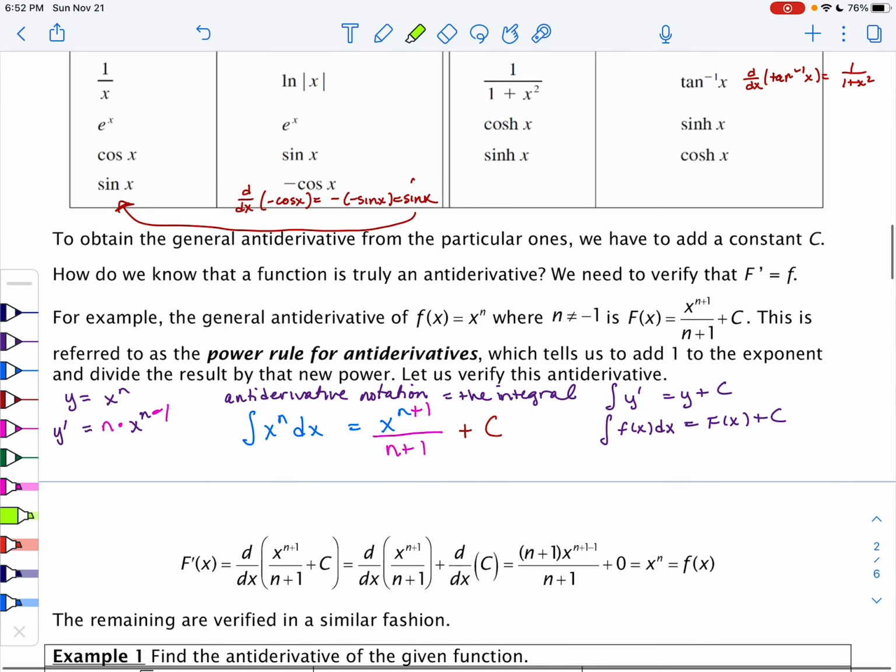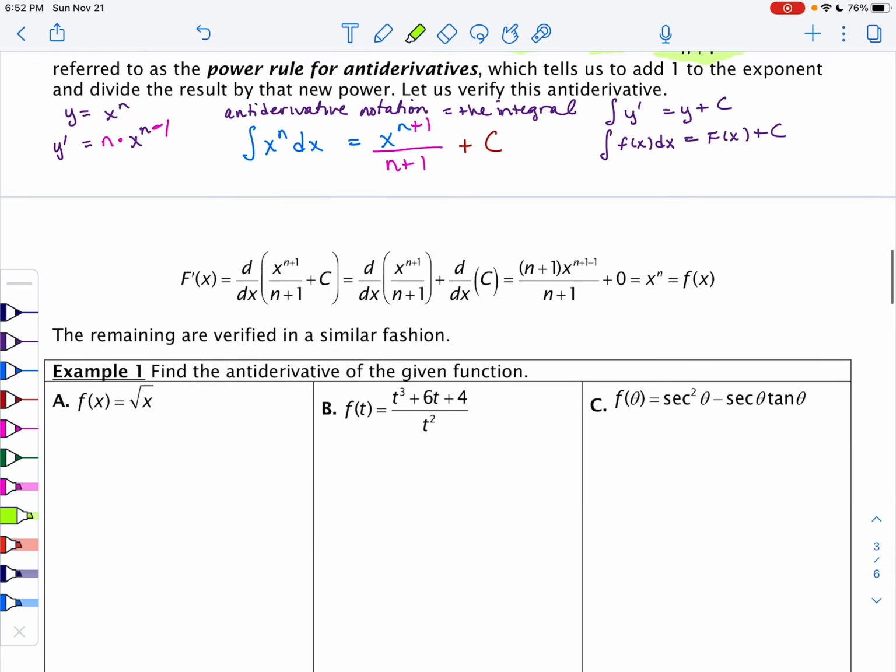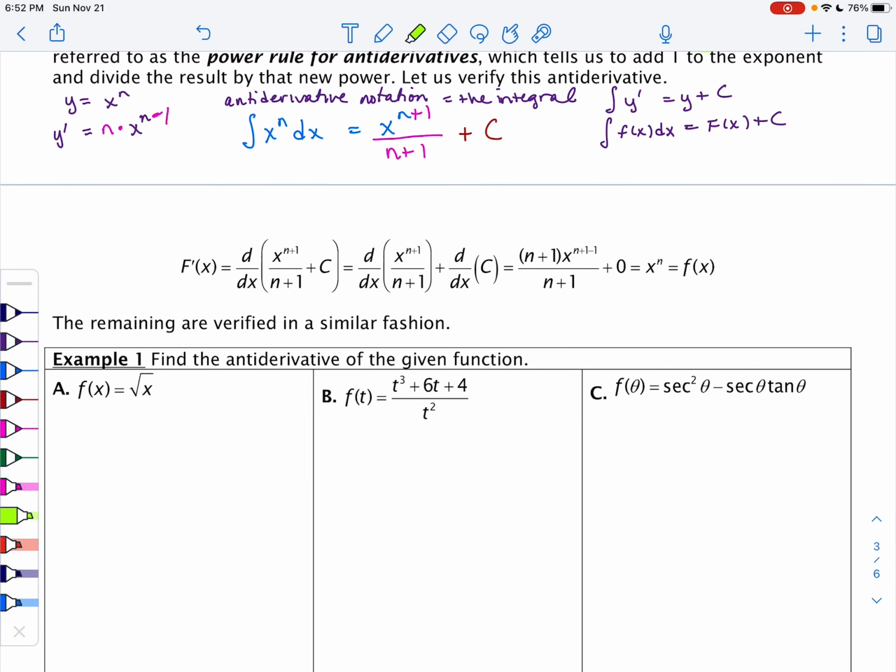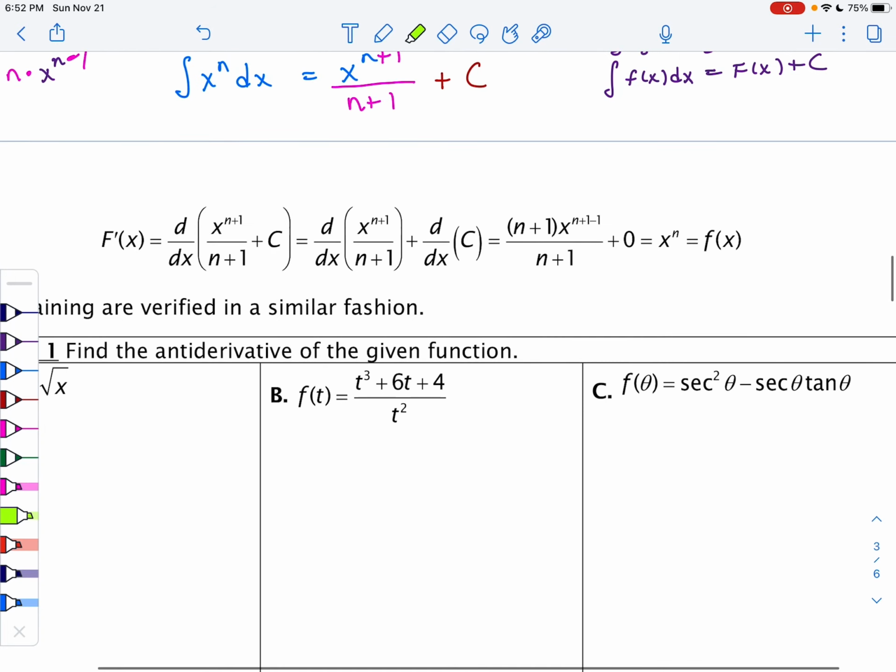So you'll see that in this example. Okay, so let us practice with some general antiderivatives here. Here it says find the antiderivative of the given function, and let's do general antiderivatives.